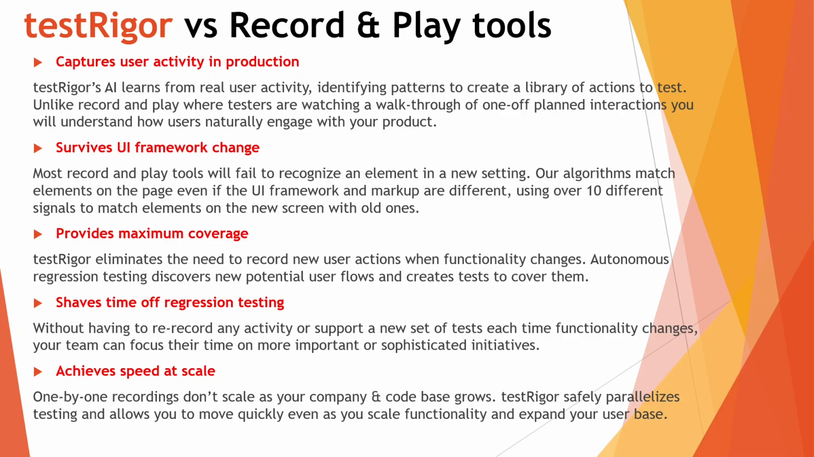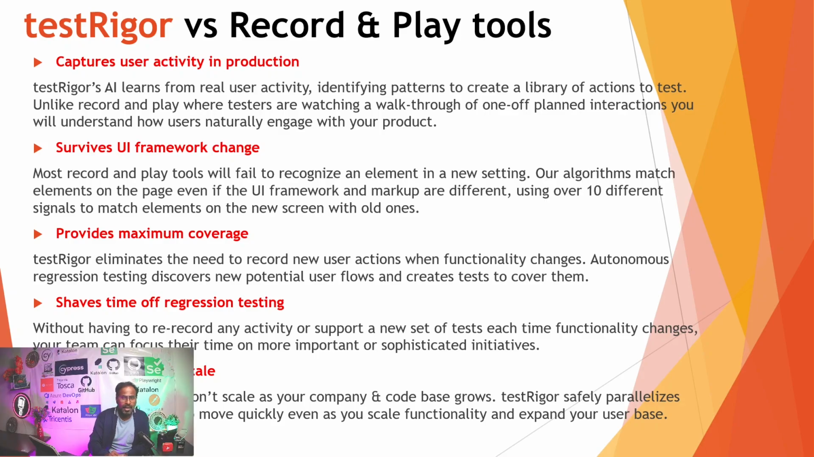So rather than guessing what to test, testRigor builds a library of test actions based on how people really use the application. This means your automation is always aligned with real world usage, helping catch bugs that matter the most. testRigor uses generative AI capabilities to understand the real world user actions and then survives UI framework change.